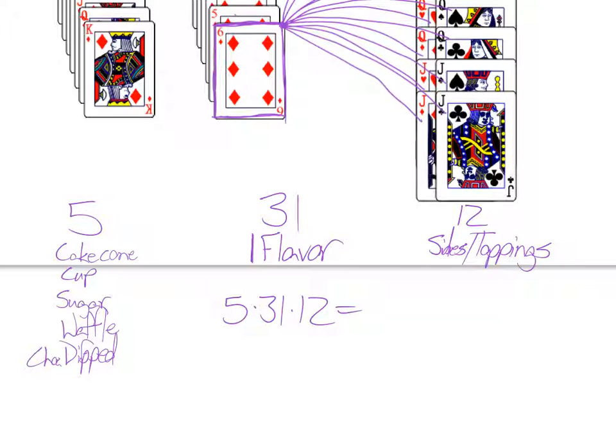60 times 31, which is 1,860. So guess what? You could go to the ice cream shop almost every day for almost 6 years and not order the same thing twice. That's how many different possibilities you have. And it's just the fundamental counting principle.